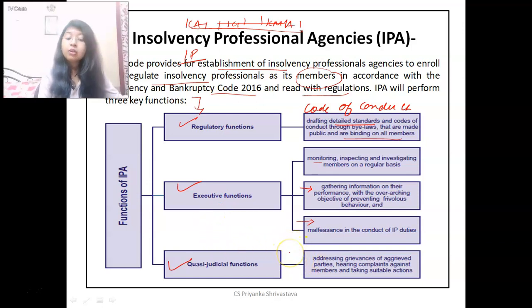The quasi-judicial function of the IPA is addressing the grievances of the aggrieved party. If any party or client is aggrieved by the actions of insolvency professionals, they can raise their complaint to the Insolvency Professional Agency, and the agency will hear such complaints and try to resolve them as fast as possible. They will hear such complaints against the member and take suitable action.